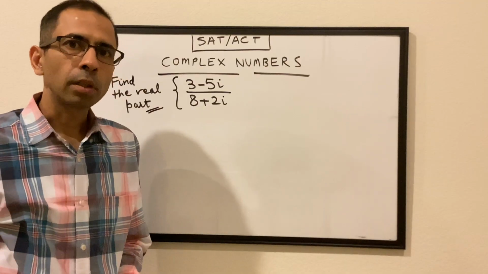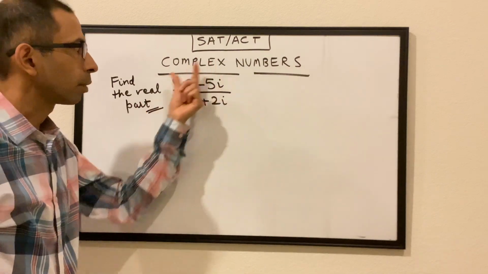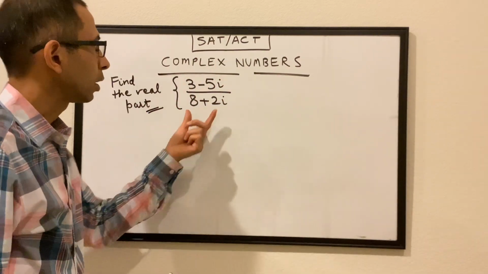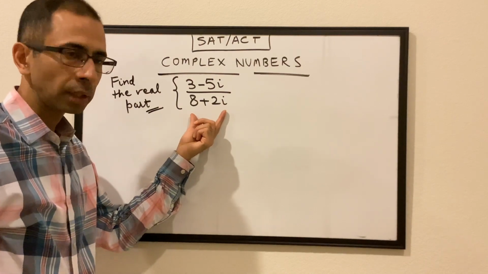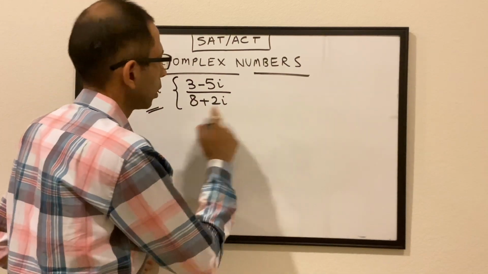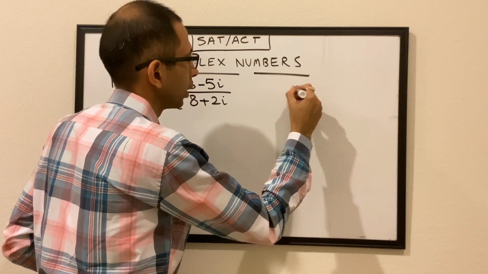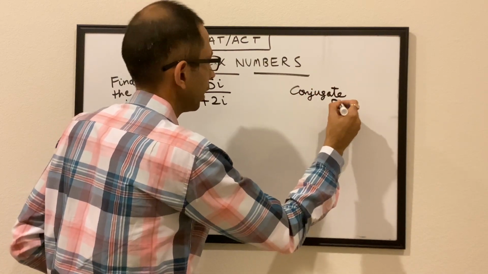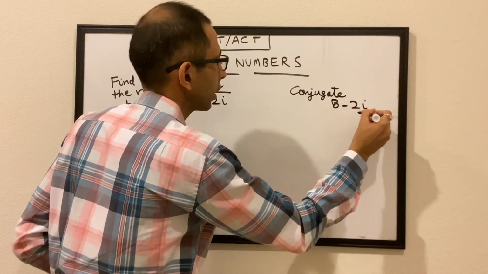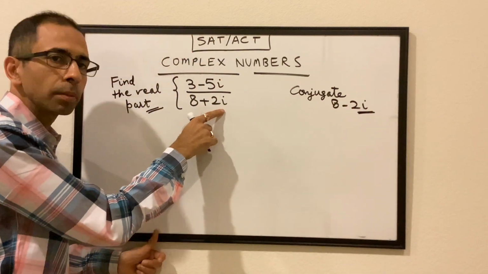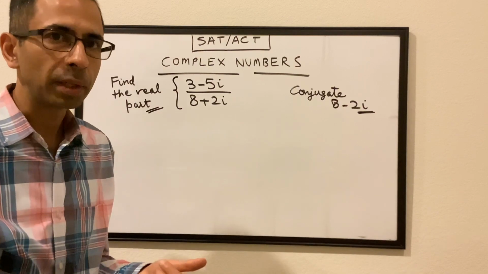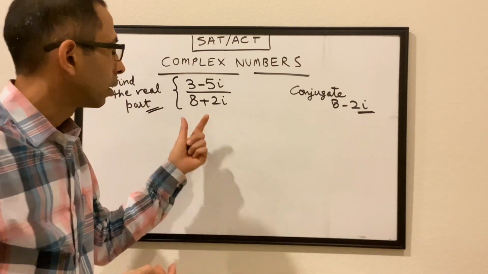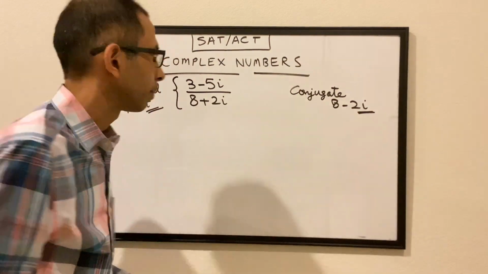Let's go back to our original question wherein we had to find the real part of this complex fraction, right? To start with, we will find the conjugate of the denominator. The denominator's conjugate would be 8 minus 2i, correct? We just flip the sign of the imaginary part. That becomes the conjugate of a complex number.